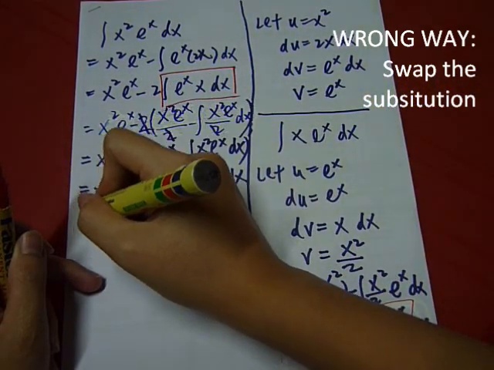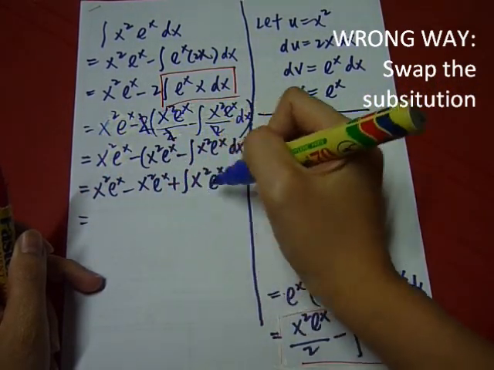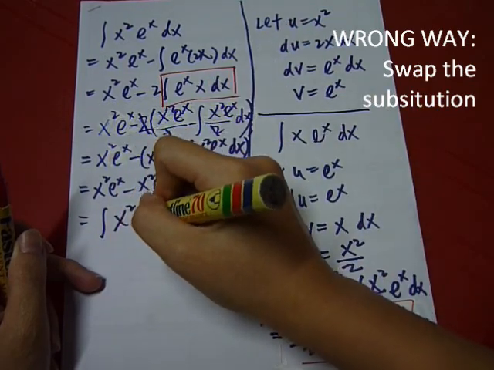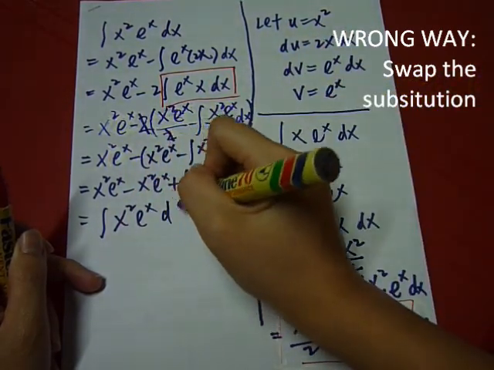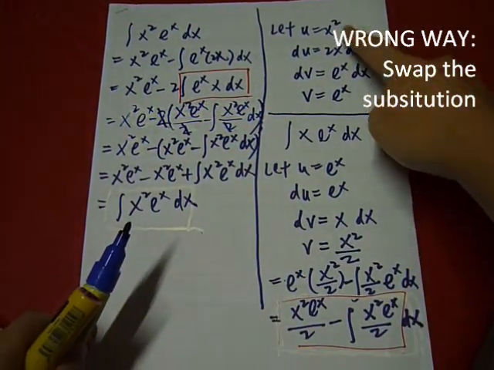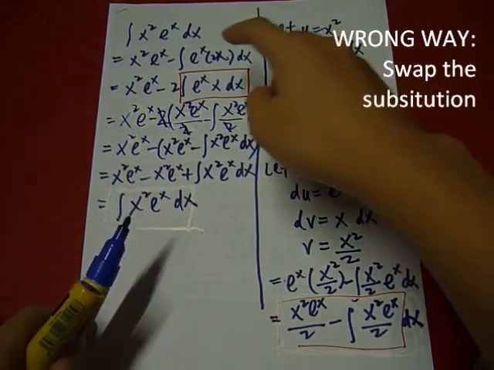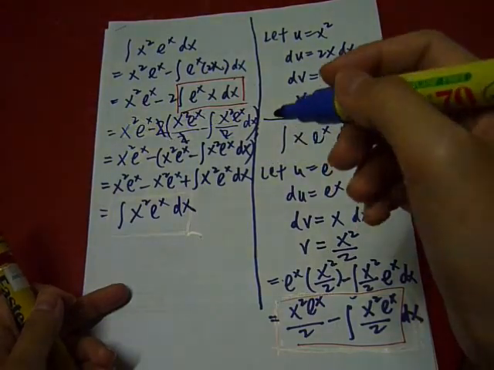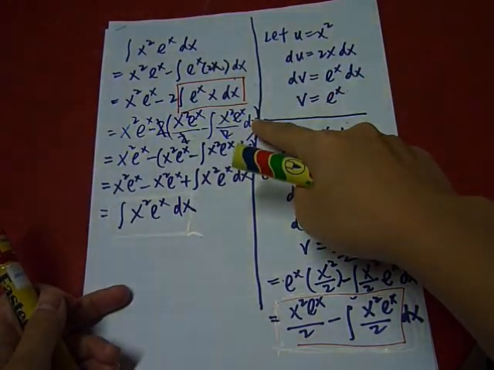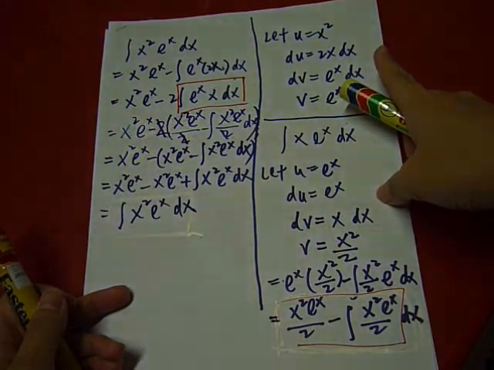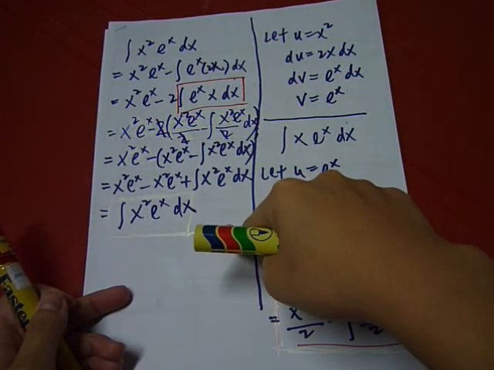And then we will get integration x squared e^x dx. You can see that if you swap the substitution, you will get the original function in your answer. From this example, we can see that if we swap the substitution, we won't get the answer.